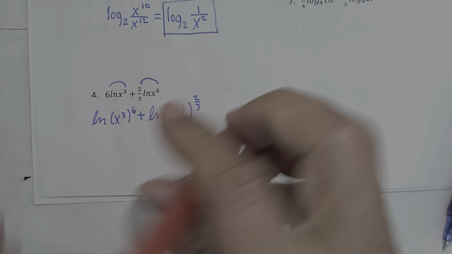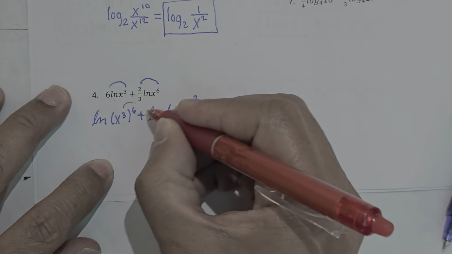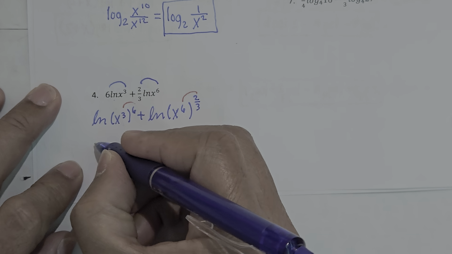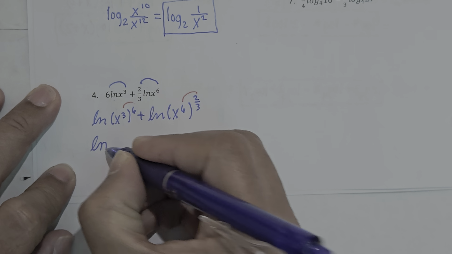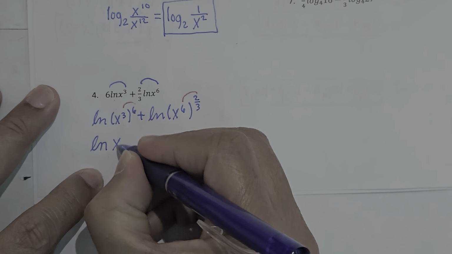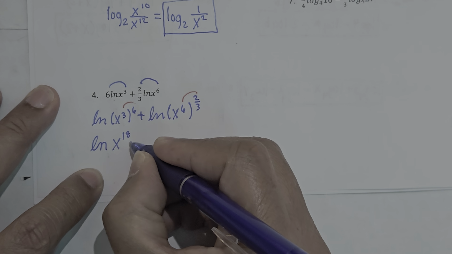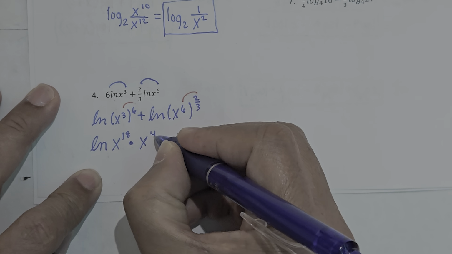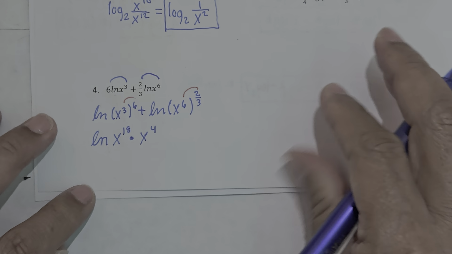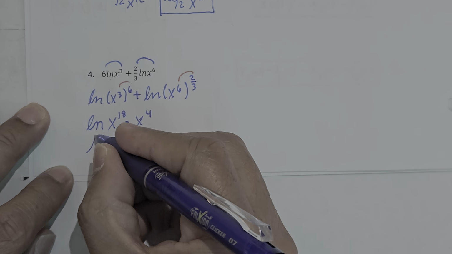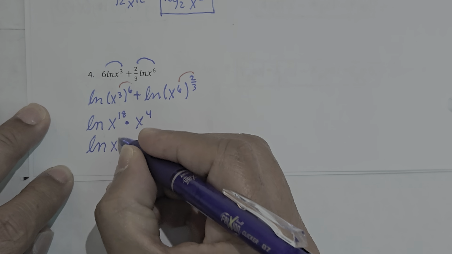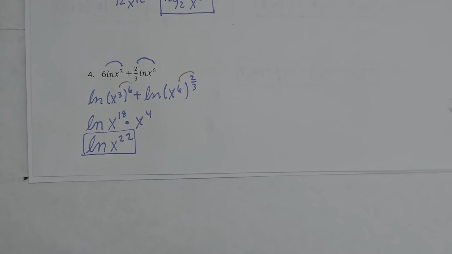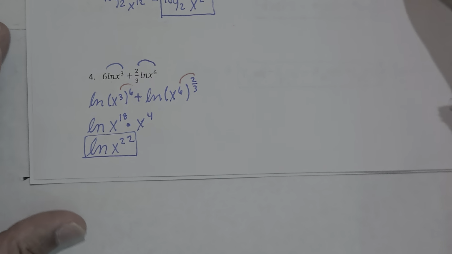Okay, so once we distribute this 6 to that 3 and this to that 6th power, let's condense to a single log. So then this is natural log of, this becomes x to the 18th power times, this is x to the 6 times 2/3, which is the same as the 4th power. So then applying properties of exponents, I'm just going to add the powers and write the final answer as natural log of x to the 22nd power, and that is the answer to number 4. So that's condensed to a single log. Let's move on to example number 5.